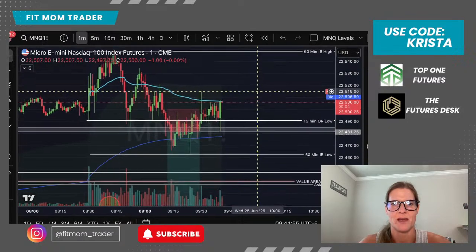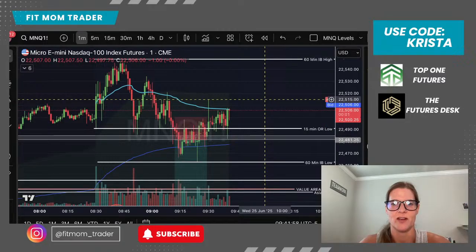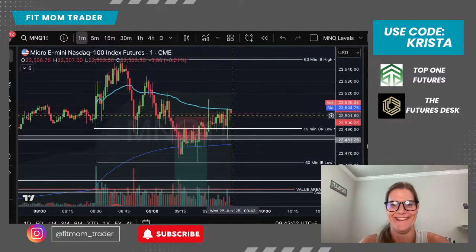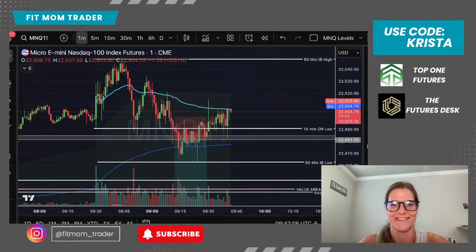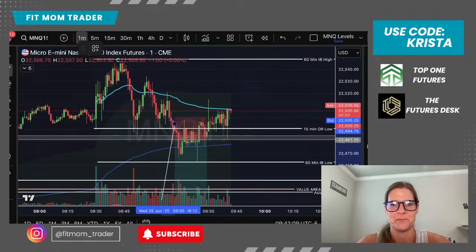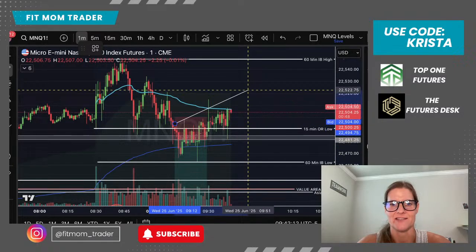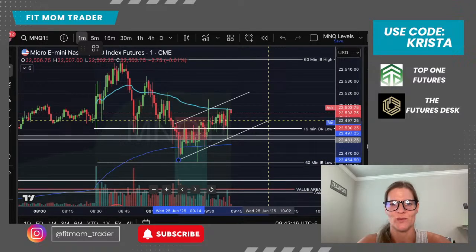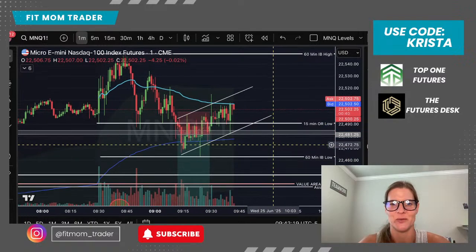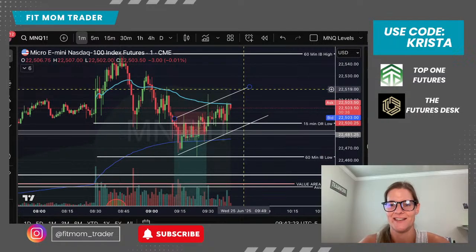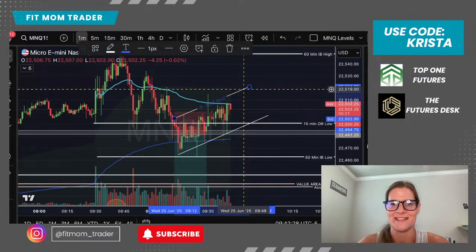For whatever reason, my eyes just keep looking for shorts. Like right now, I'm seeing a flag, a bear flag. I know it's ugly because there's wicks, but this is the pattern that my eyes are seeing. What's wrong with me? Why do I only want to take shorts on a day that we're hitting all-time highs? Somebody come make me stop.